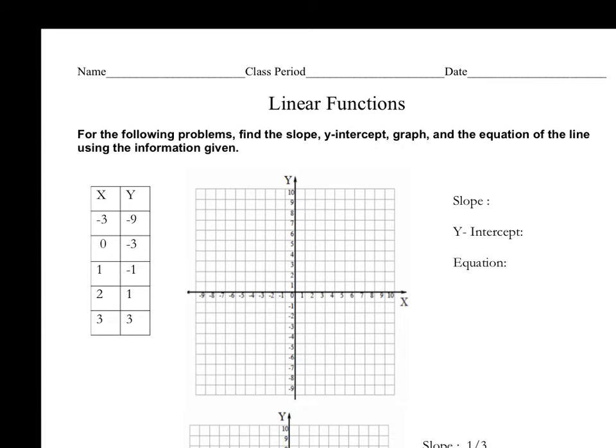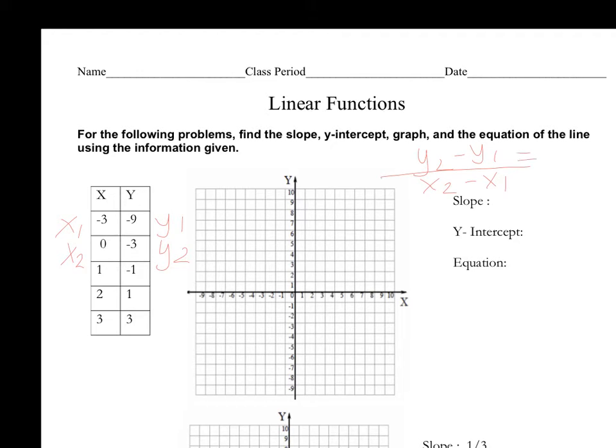So, looking at the first problem, we're given a table. We're not given the slope or the y-intercept or the equation. So we're going to go manipulate it from there. In order to find our slope, we're going to use the slope equation. So we're going to label this as x1 and y1. And we're going to label the second point as x2, y2. If you don't remember what the slope equation is, it is y2 minus y1 over x2 minus x1.